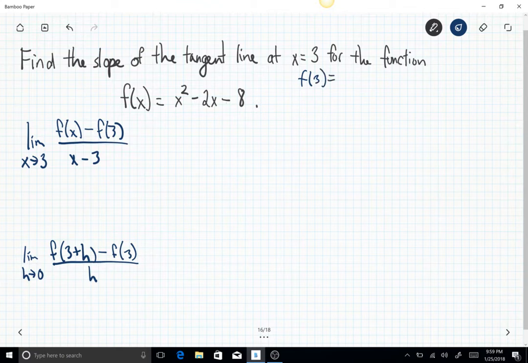Okay, so f of 3, notice we get 3 squared minus 2 times 3 minus 8. And so that'll be 9 minus 6. So that's going to be 3 minus 8, so that should be negative 5.